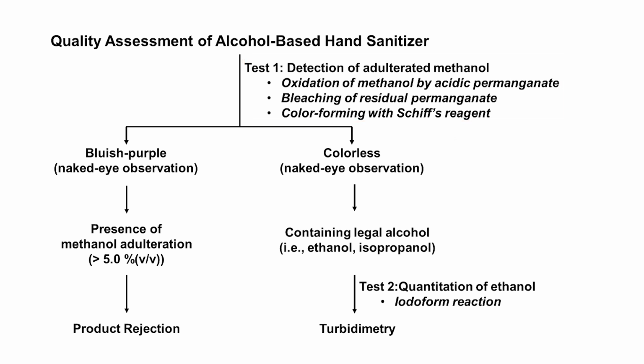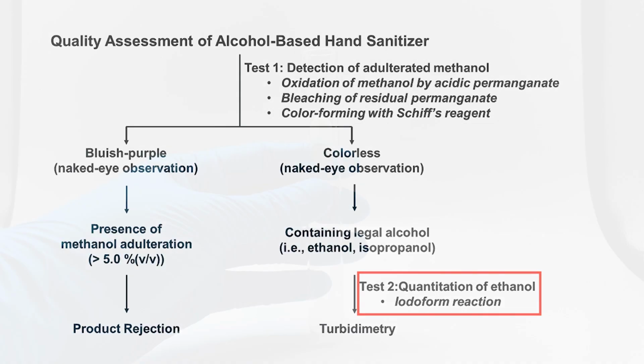Thus, the sample is going to be continuously tested with its effectiveness in antivirus, which is the second aspect of evaluation. In the second aspect, it will be operated with the reaction called iodoform. It's used to quantify the concentration of ethanol or isopropanol in hand sanitizer, which is called test 2.